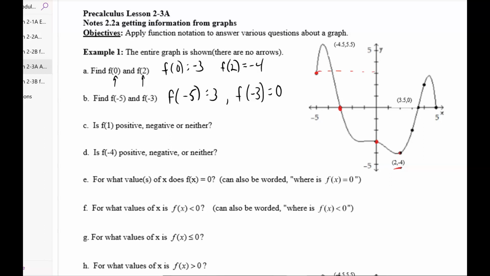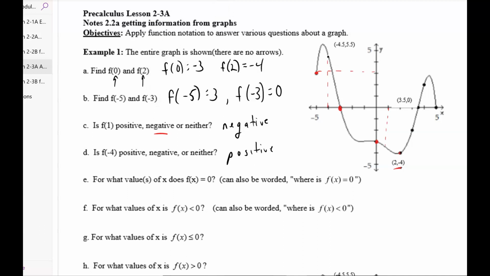Okay, what about f of 1? When the x value is 1, the y value is somewhere around -3 or -4. We can't tell, but we can definitely tell that it is negative. So that's the answer to that one. And why don't you pause the video and think about D. Okay, so D is positive, right here.